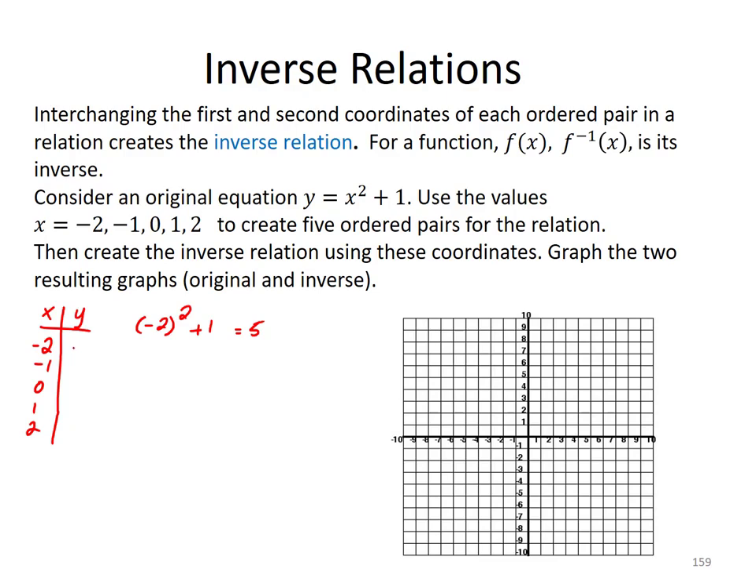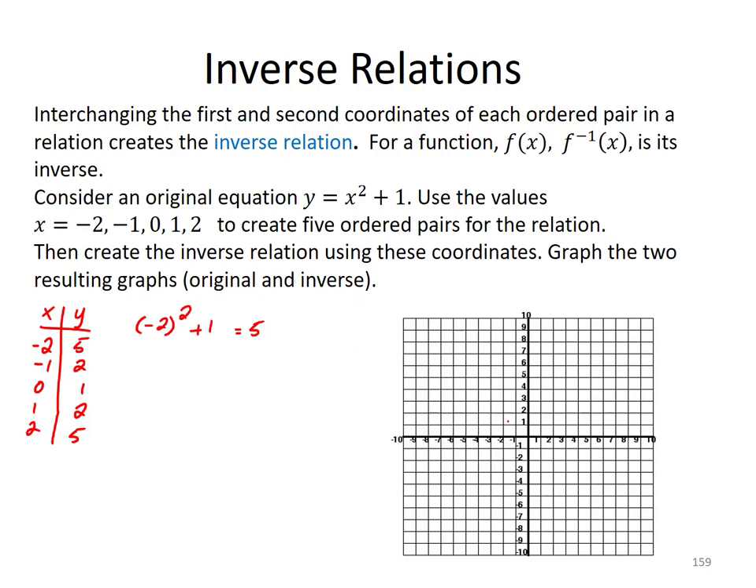So my y values corresponding to the x values are, well, I'll just read the ordered pairs. Negative 2, 5. I have negative 1, 2. I have 0, 1, 1, 2, and 2, 5. I'm going to go ahead and graph these points.